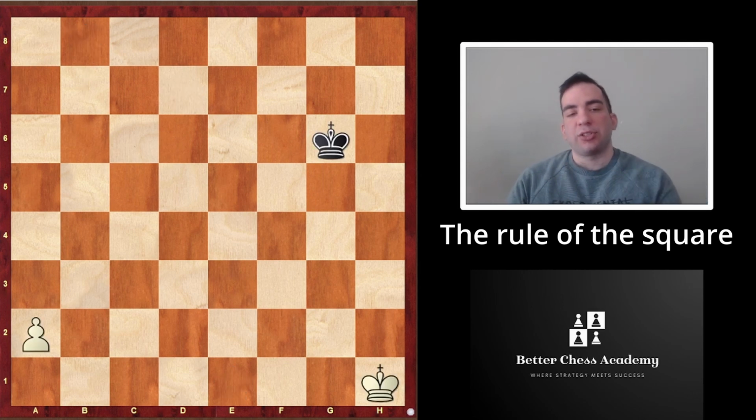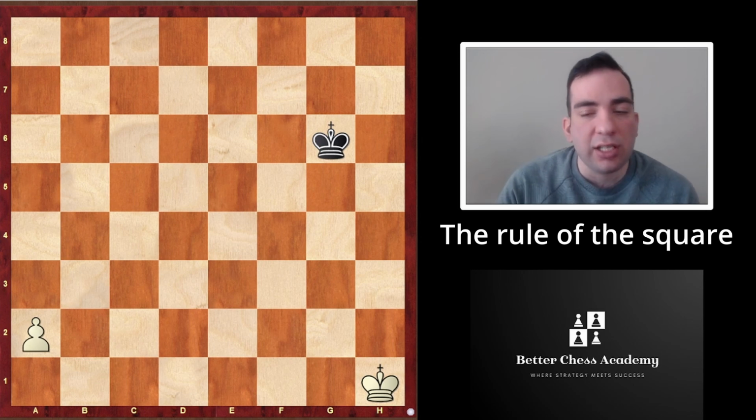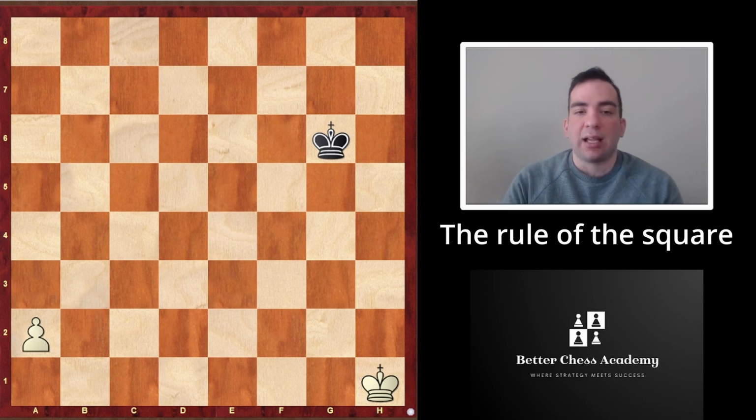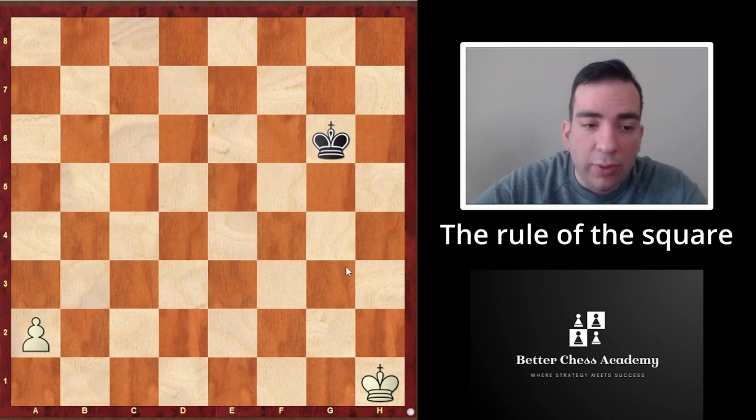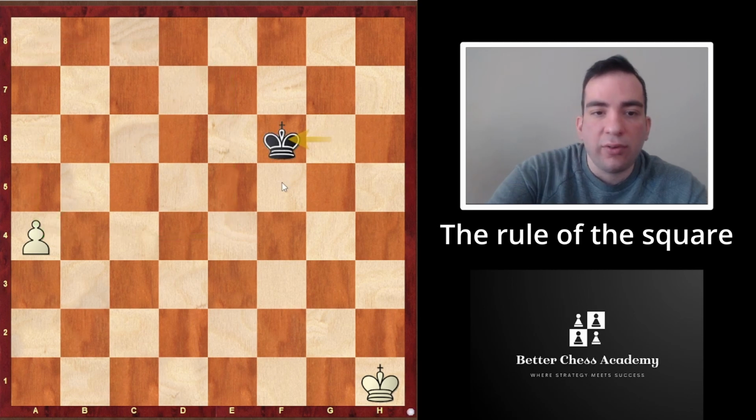Now, some exceptions. We have to always be careful when the pawn is on its initial square. And why is that? In this position, it's white to move. Can the black king reach the square if it's white to move? The correct answer is no, because when the pawn is on its initial square, it can move 2 squares forward to a4. And now we have this square, we draw the diagonal line, we draw a vertical line till the rank of the pawn, and we see that black cannot reach the square. So it's a win for white.